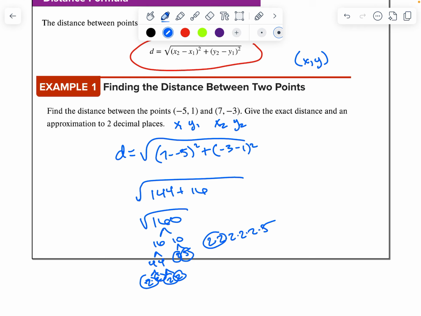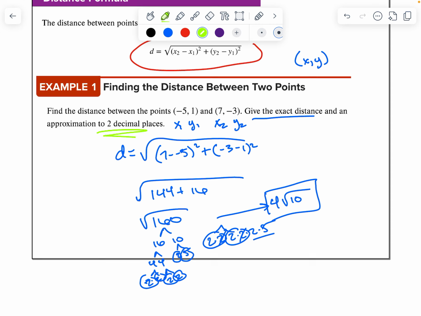And we're always looking for buddies when we're taking the square root. So here we'll have a 2 and a 2 that get to go outside. They have buddies. So that's the same thing as 4. This 2 and this 5 don't have buddies, so multiply them to stay inside, square root of 10. That's our exact distance between those 2 points. It says give the exact distance.